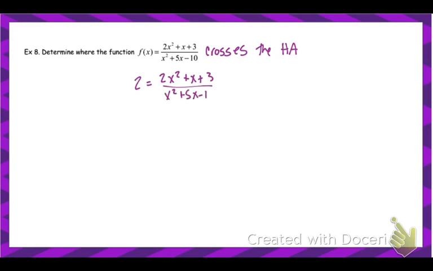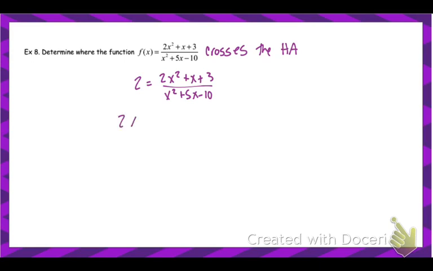Now, this isn't the best method to determine if it crosses the horizontal asymptote. Your graph and using your x-intercepts and your vertical asymptotes, that's going to give you a little bit of a better picture than going about it this way. But this is another method you could use if you want to know specifically where, just to test and make sure your values are working out.